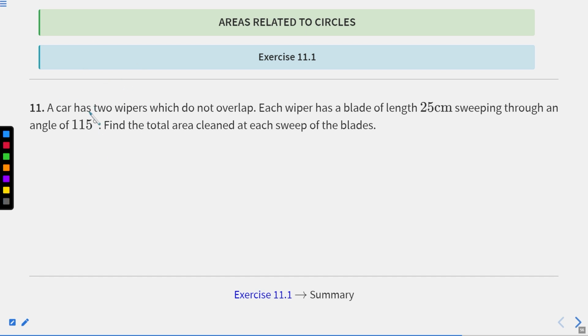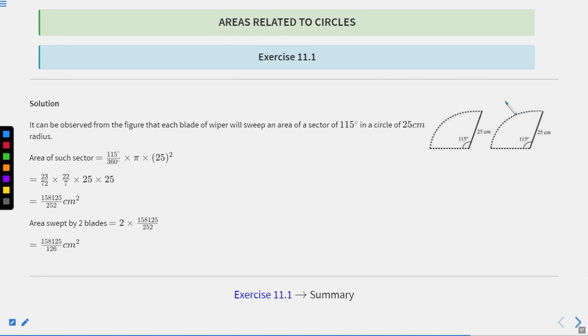So it says to us, a car has 2 wipers which do not overlap. Each wiper has a blade of length 25 centimeters sweeping through an angle of 115 degree. Find the total area cleaned at each sweep of the blades. So here it can be observed from the figure that each blade of the wiper will sweep the area of a sector of 115 degree in a circle of 25 centimeters radius.